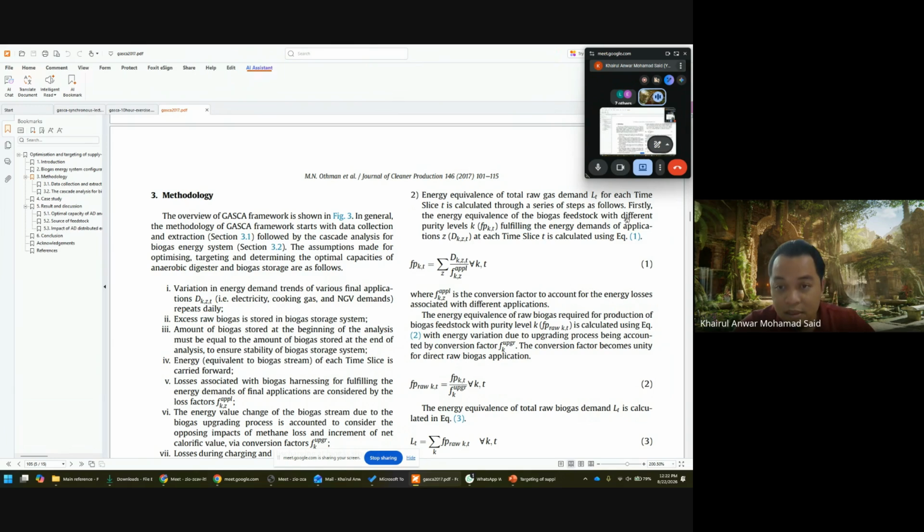Start with FPKT, the energy equivalent of the biogas feedstock with different quality level K, fulfilling the energy demand of application P at each time slice. FPKT equals the summation of PKZT, referring to the energy demand of application Z at each time slice T.